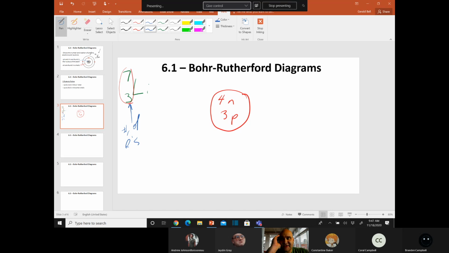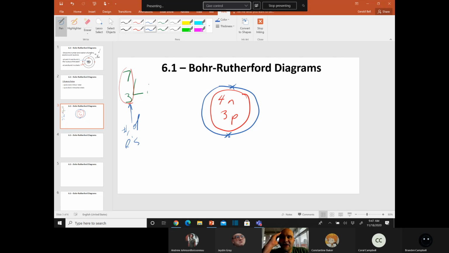So we have 3 electrons to draw. Remember, our rule is that we can fit up to 2 in that first shell. So can we fill the first shell? We sure can. There's a couple of different ways to do it. I'm going to draw this shell, and I'm going to draw my electrons in it. So I'll put one of those electrons there and one of those electrons there.